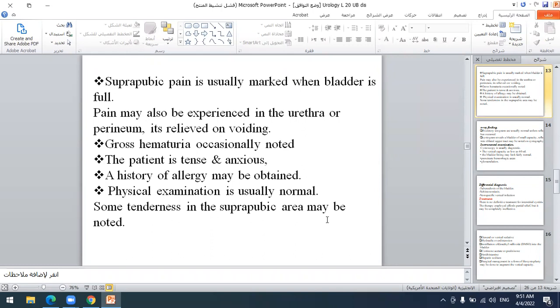Attacks of gross hematuria are occasionally noted. The patient is tense and anxious. A history of allergy may be obtained. Physical examination is usually normal. Some tenderness in the suprapubic area may be noted.